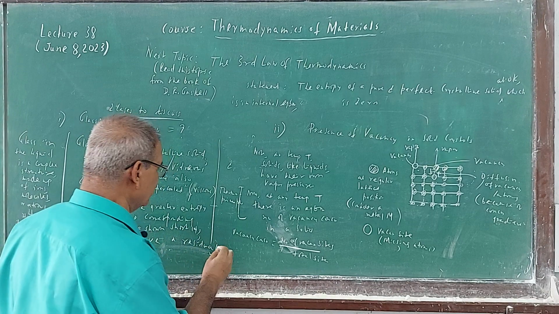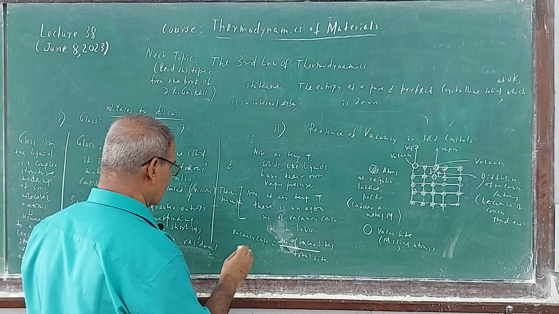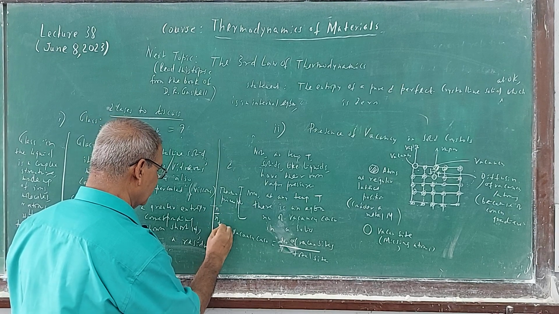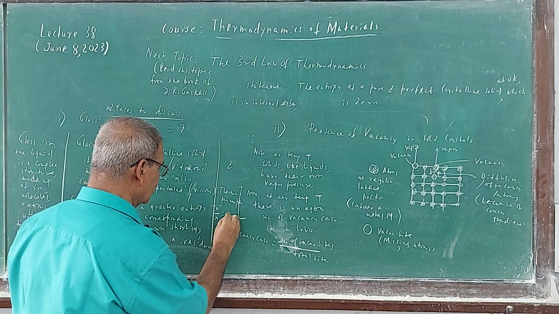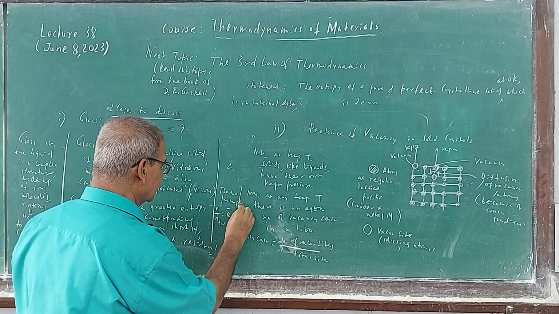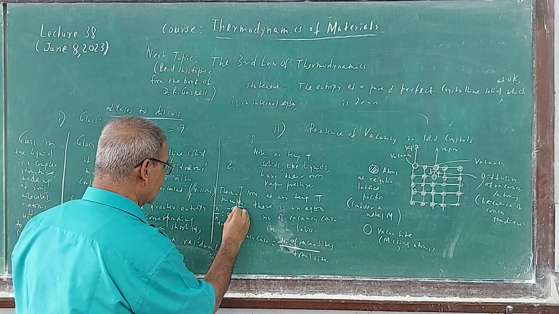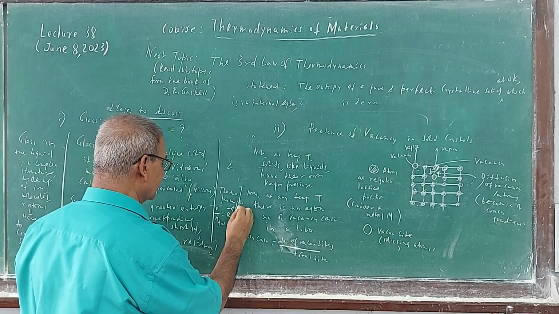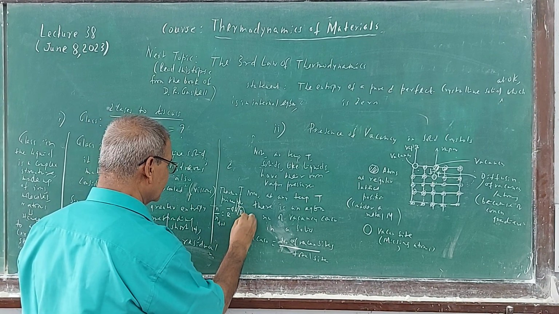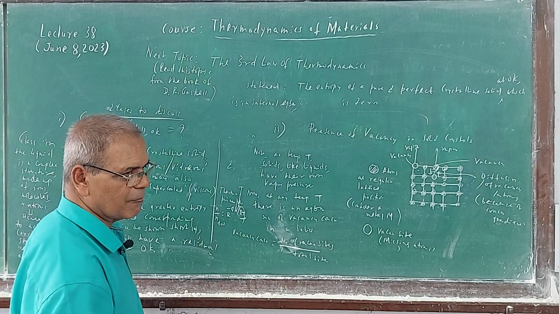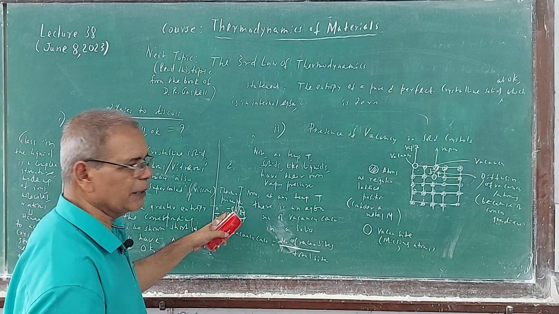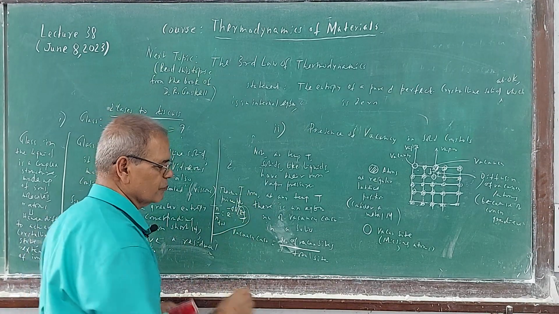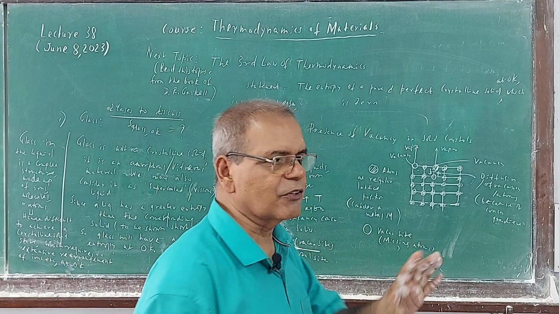I can give you this. N by N total I am giving you is e to the power minus delta H by RT, or delta G by RT. This is the enthalpy of activation. Don't worry. So there is a certain concentration.